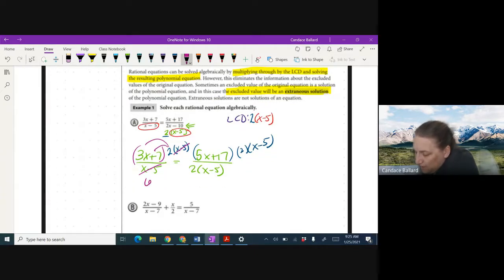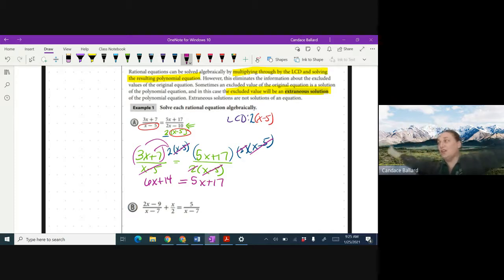So I would get 6x plus 14 equals. In the second term, I'm going to cancel the 2's and I'm going to cancel the x minus 5. So I just get 5x plus 17. And woohoo, the fractions are gone. Now we can solve it, right?